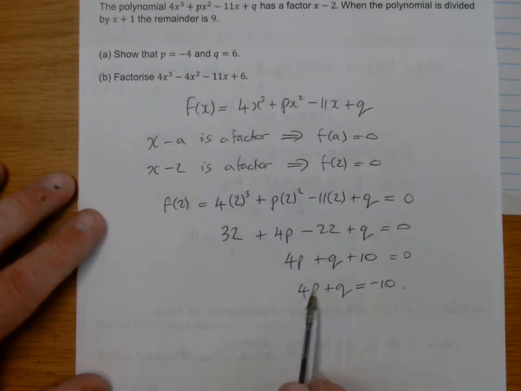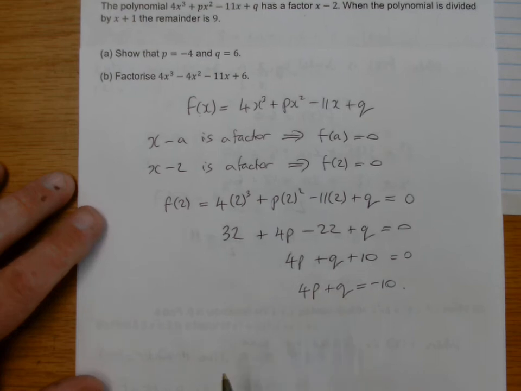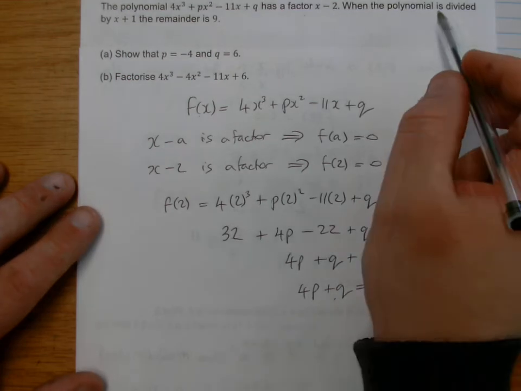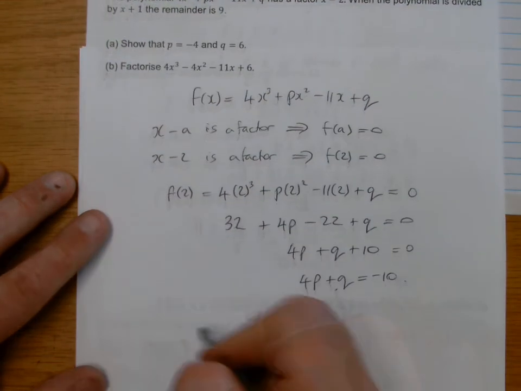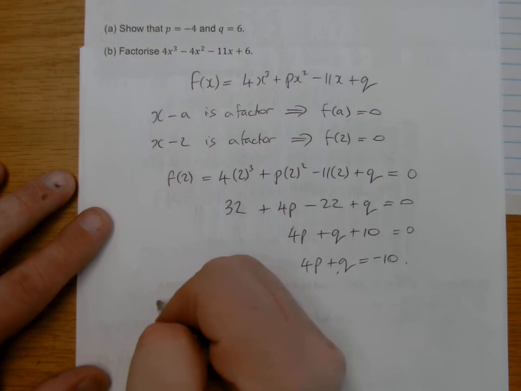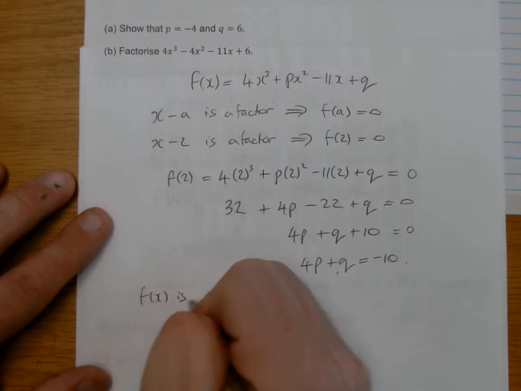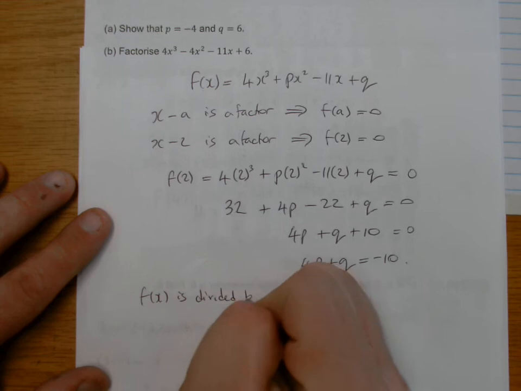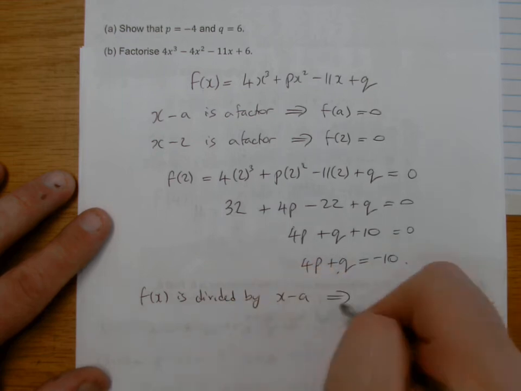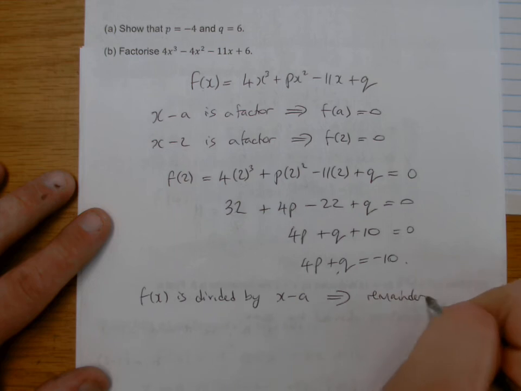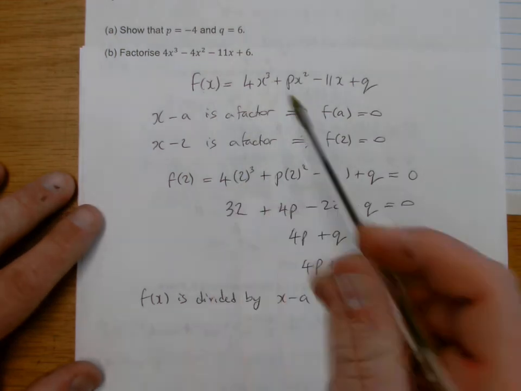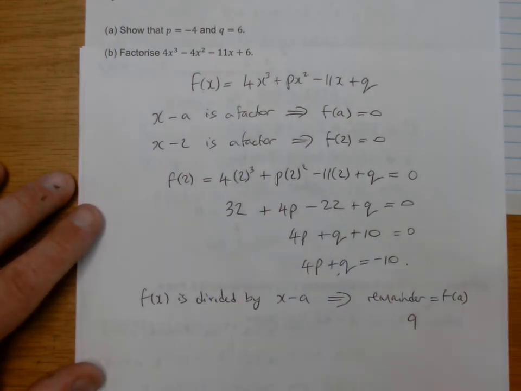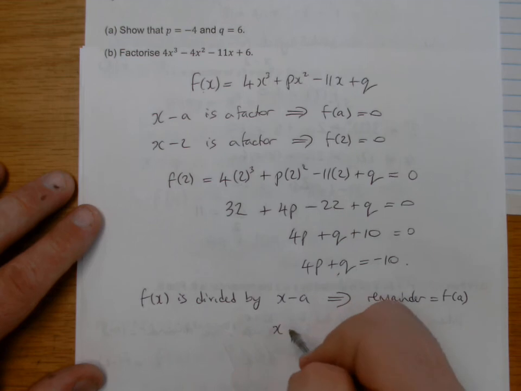Now we've got an equation, but we've got two unknowns, so we don't know p or we don't know q, so it's impossible to work it out here. However, they do give us another bit of information, don't they? They say when the polynomial is divided by x plus 1, the remainder is 9. So remember the theorem. If f of x is divided by x minus a, then the remainder is equal to f of a. Okay, so it doesn't have to be 0. In this case it isn't. There's a remainder here of 9. So 9 is the remainder when it's divided by x plus 1.